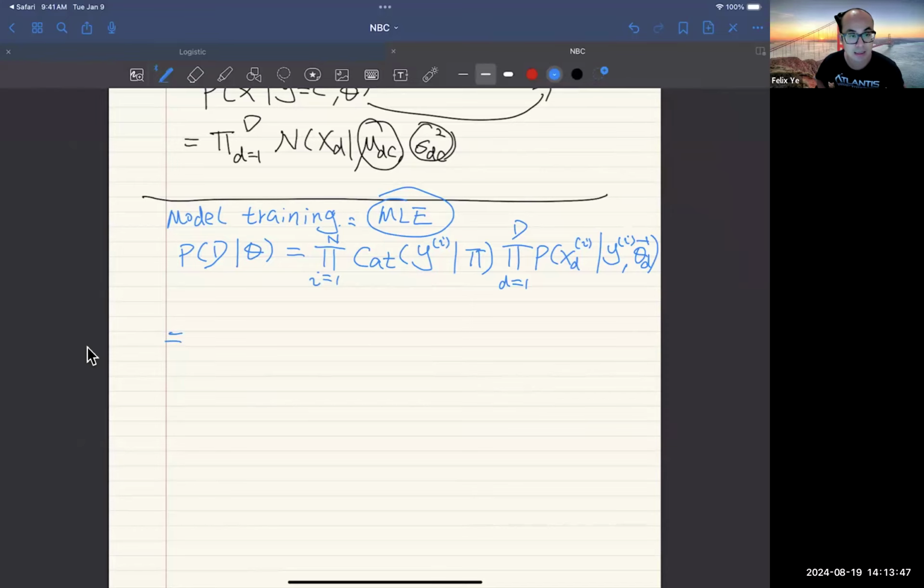We can rewrite things a little bit to include the c, because here we assume this is equal to yi equal to c. So we can include these things. This whole expression can be written as the multiplication from 1 to n, same thing. The prior is the same.